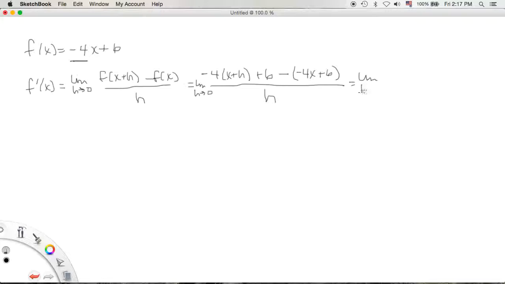So now we just simplify. We have negative 4x minus 4h plus 6 plus 4x minus 6. So these cancel and these cancel. And then the h's cancel. And you see that just like we thought, we got negative 4. But you see how we calculate it out by plugging it into this limit. So let's try one more.